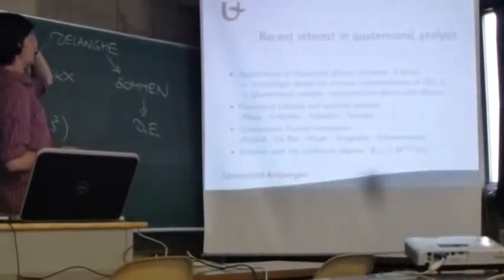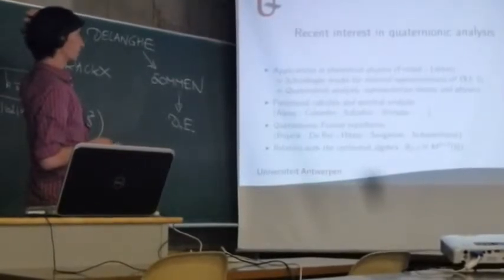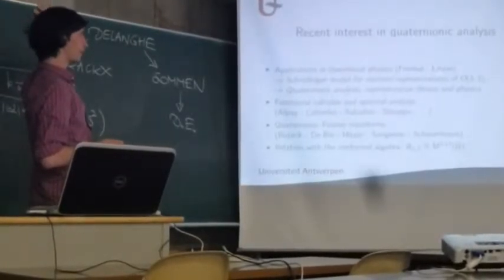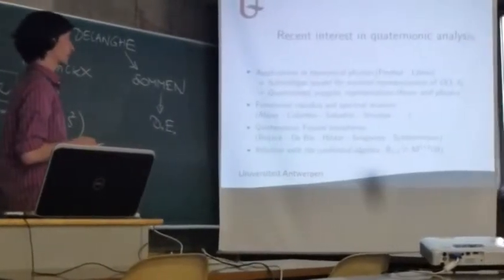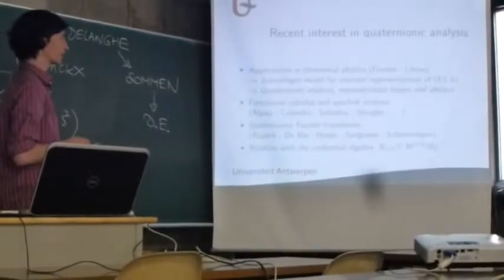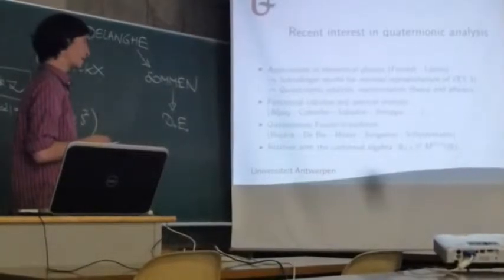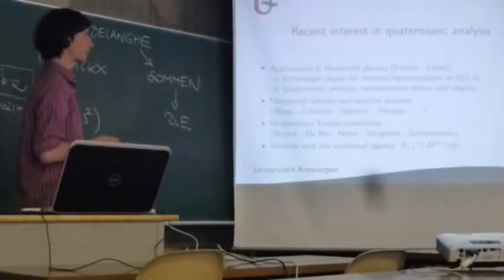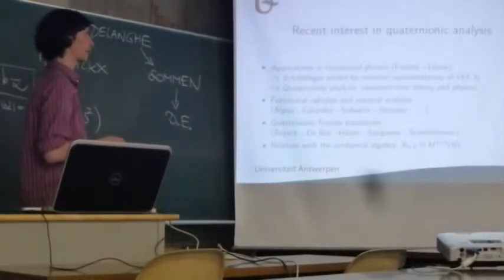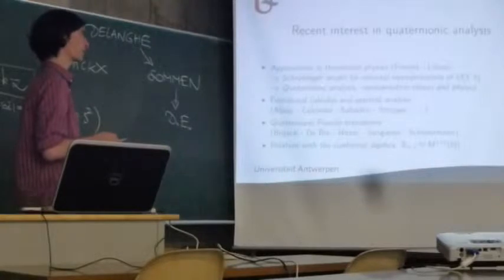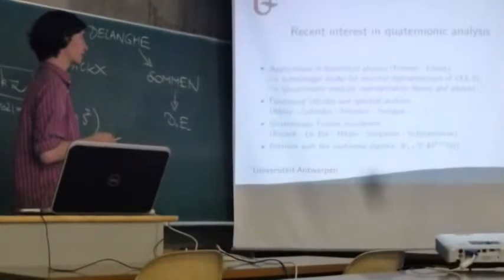Mind you that there is recent interest in quaternionic analysis. First of all, there is a series of papers by Frenkel and Libine, and that is in theoretical physics. These 2 papers here, which I found in the archive, very interesting papers, not easy to read though, explain a link between quaternionic analysis and Feynman diagrams. Representation theory, so it's very algebraic, minimal representations, Schrödinger model, so it pops up in quantum mechanics. That is one recent application.